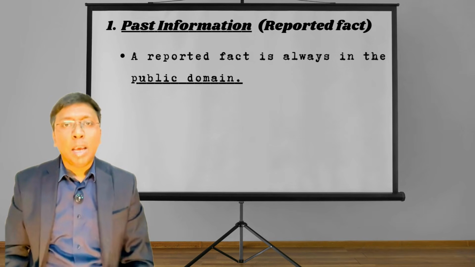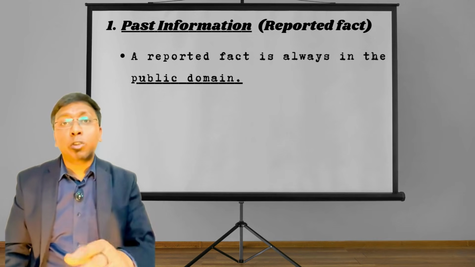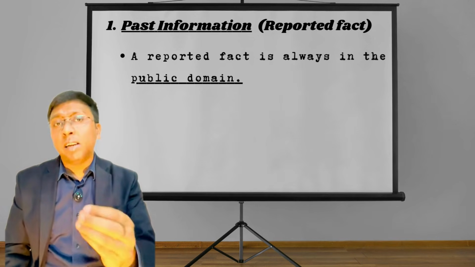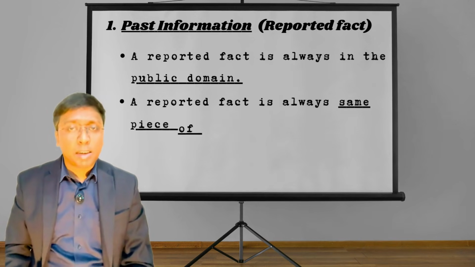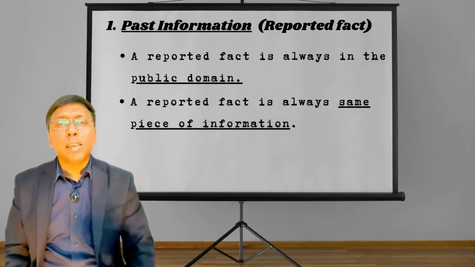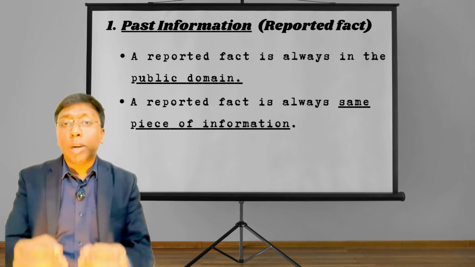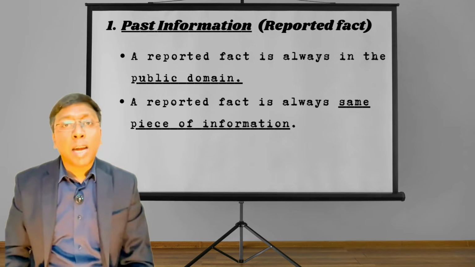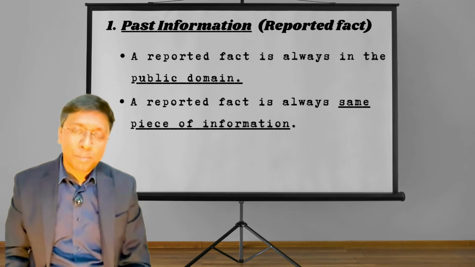For example, if I search on the internet for which team has won the IPL 2026, I'll get one single result, which is RCB. In fact, everyone of us will get the same result. And why is this? Because this is just a reported fact, which is a past event. And so is the reason that it is in the public domain.